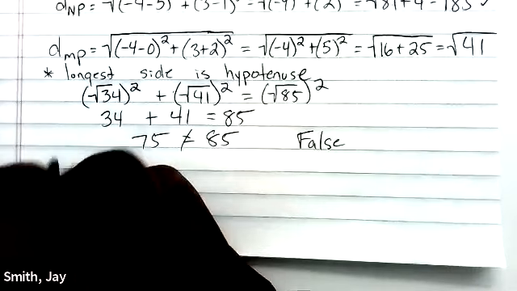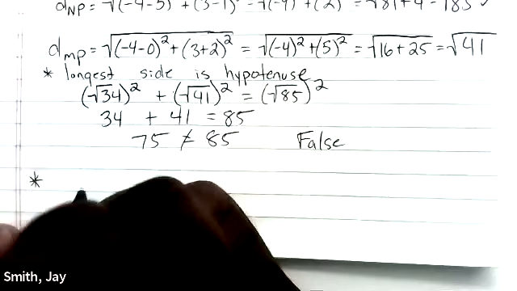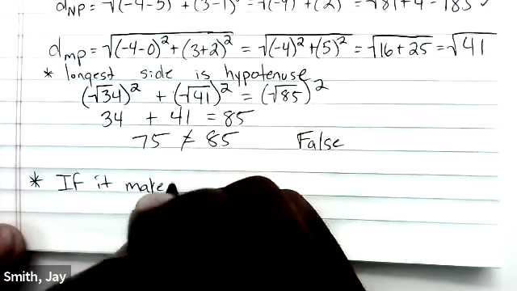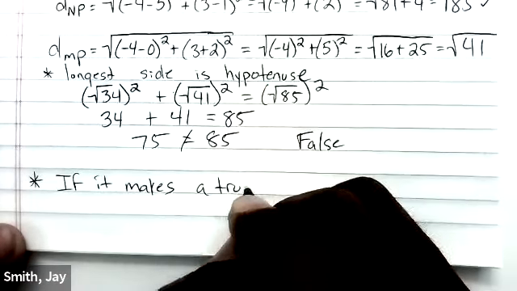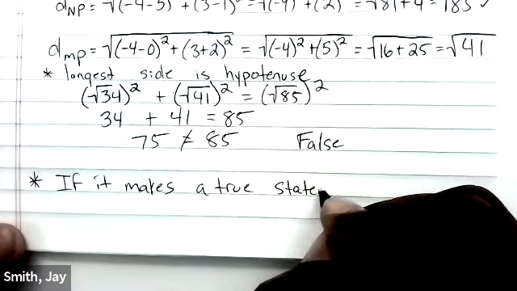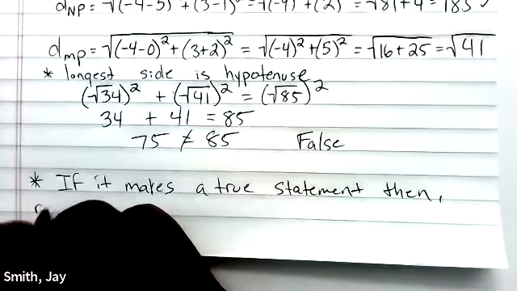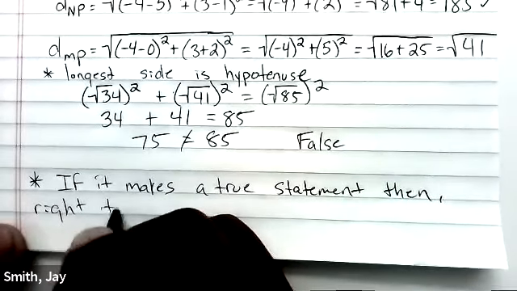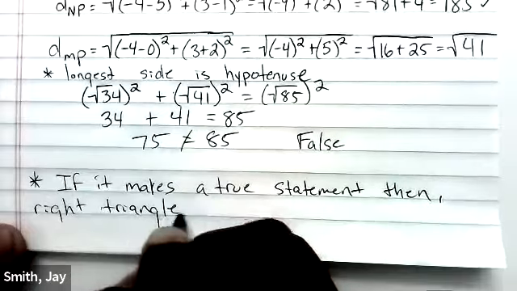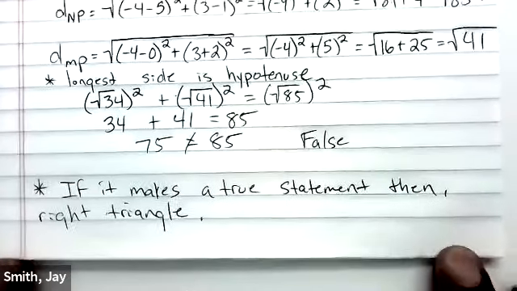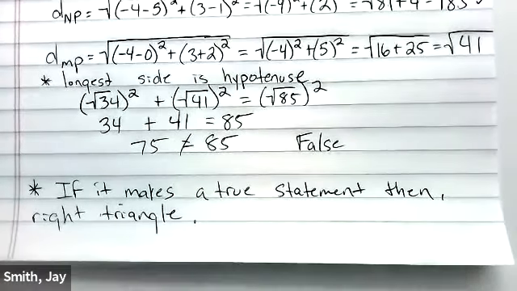So we do want to take note that if the statement is true, then we know it's a right triangle. And in this case, if it's not, then it is not a right triangle. All right, so do keep in mind that if it's a right triangle, the Pythagorean theorem holds. All right. Any questions on this example?